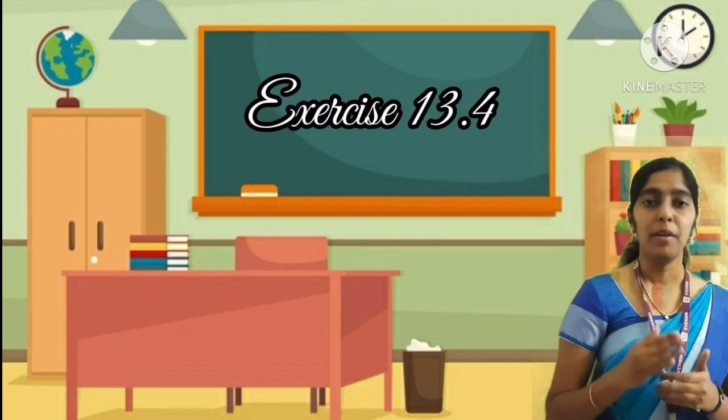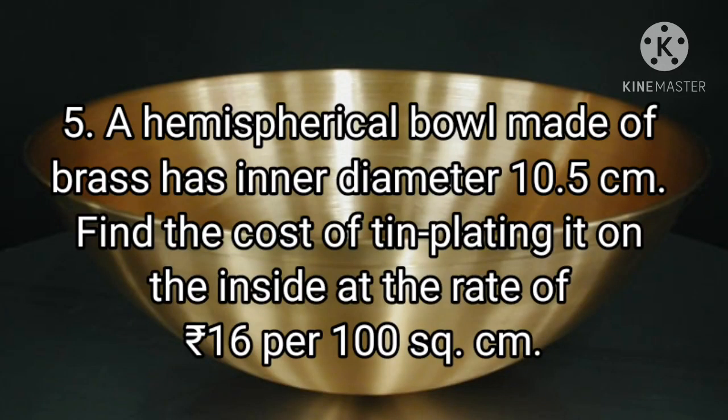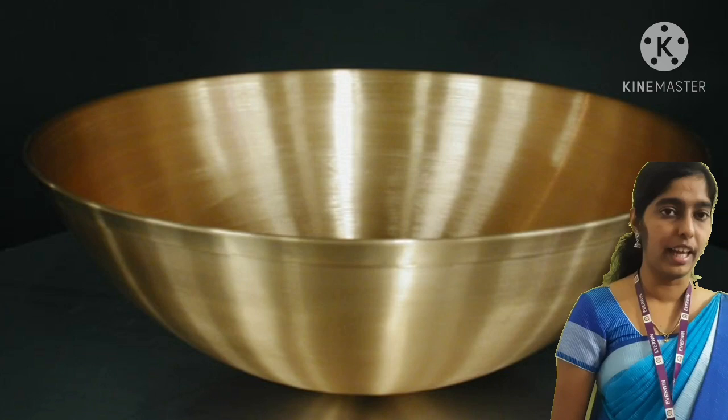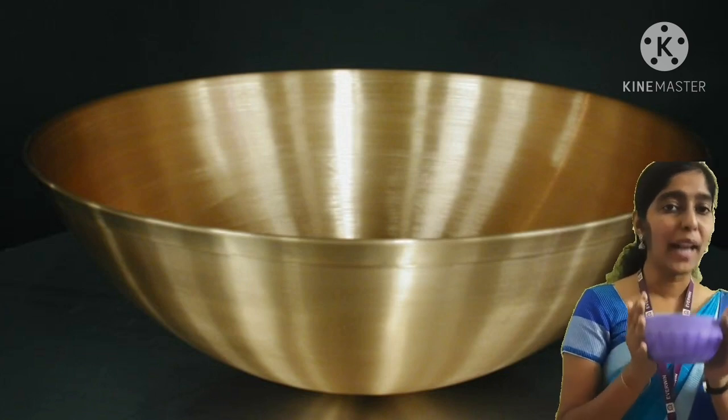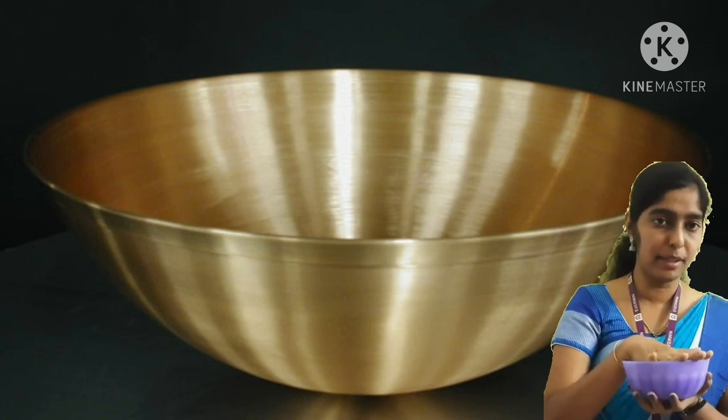Now we will solve the rest of the problems in exercise 13.4. Exercise 13.4, question number 5. A hemispherical bowl made of brass has inner diameter 10.5 cm. Find the cost of tin plating it on the inside at the rate of rupees 16 per 100 square centimeter. So what is given here? A hemispherical bowl is there, a brass hemispherical bowl. The diameter of this bowl is 10.5 centimeter.